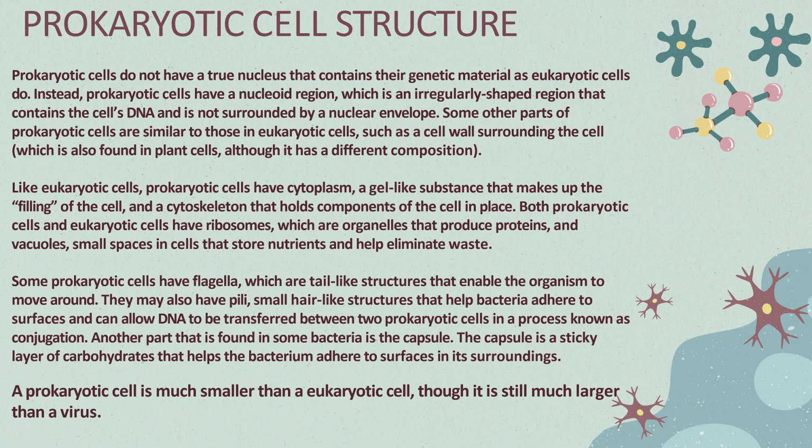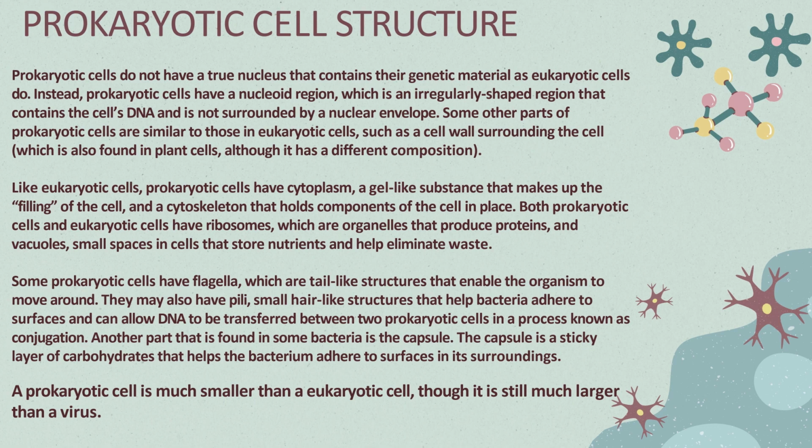First, what is the cell structure of prokaryotic cells? Prokaryotic cells do not have a true nucleus that contains their genetic material as eukaryotic cells do. Instead, prokaryotic cells have a nucleoid region, which is an irregularly shaped region that contains the cell's DNA and is not surrounded by a nuclear envelope. Some other parts of prokaryotic cells are similar to those in eukaryotic cells, such as cell walls surrounding the cell, which is also found in plant cells, although it has a different composition.